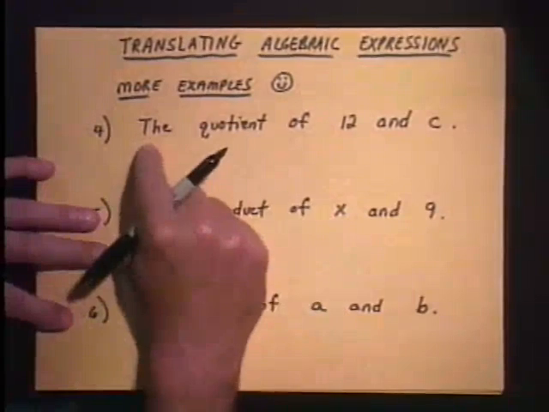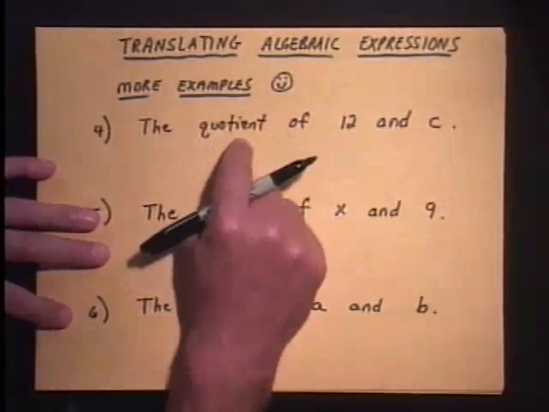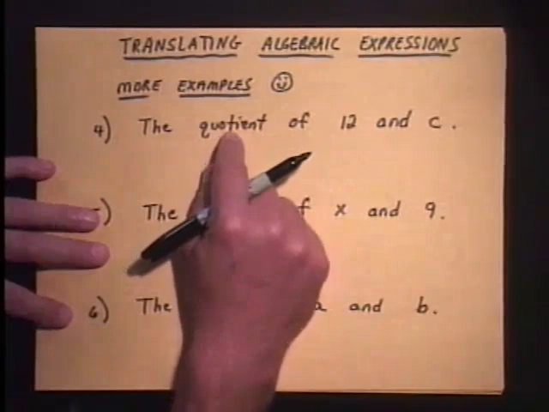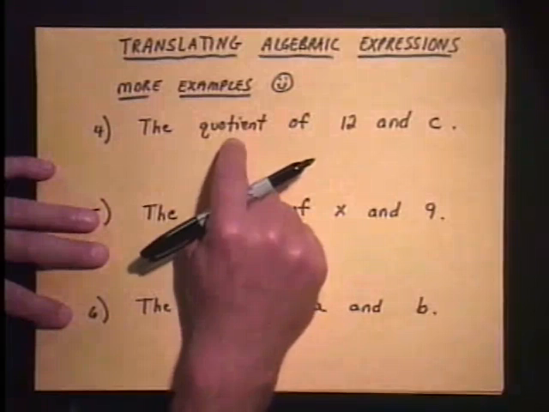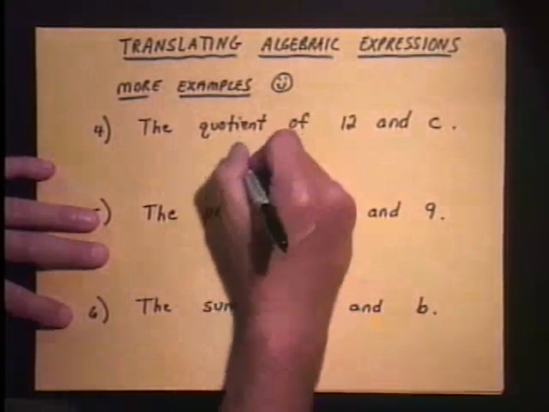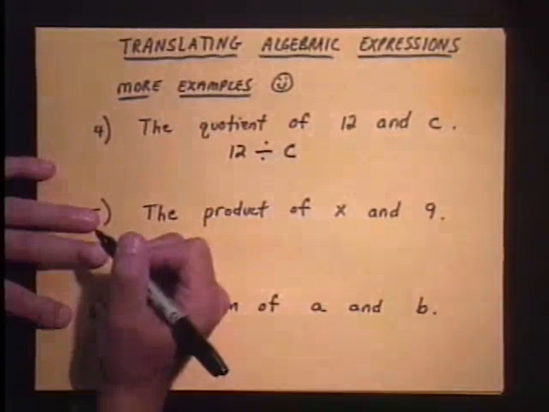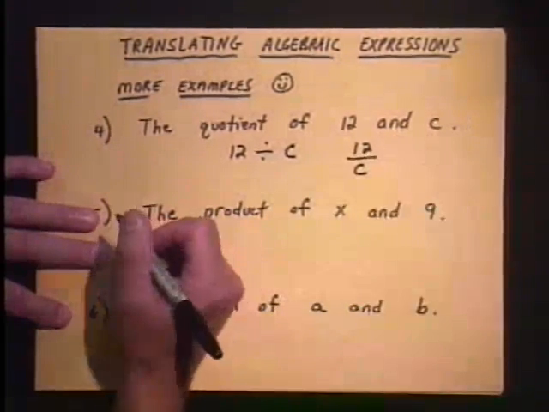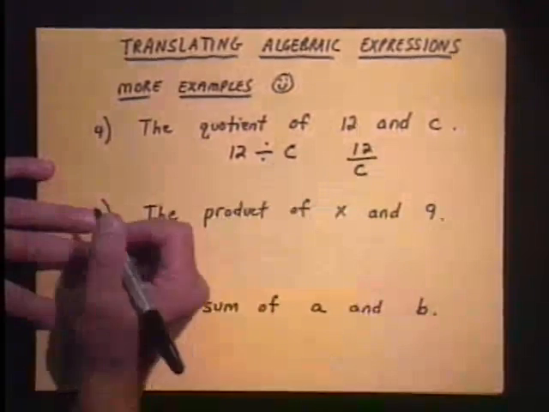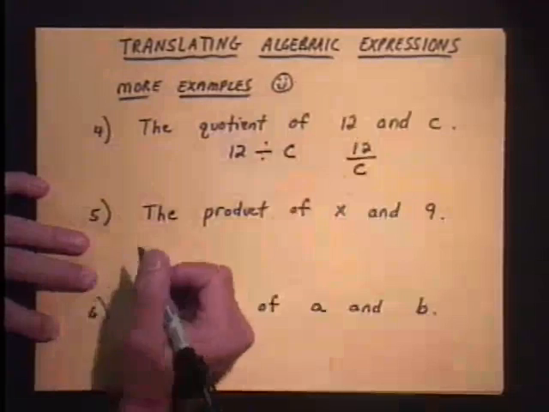All right, so now the quotient of 12 and c. See, if you came in and didn't know what that word quotient meant, you would have been a little bit lost here. Now remember, there are a few ways to write division we've discussed already. One, 12 divided by c. You could write the quotient that way. Or you could write it in fractional form, 12 over c, this way. I would say the fractional form is the more accepted way of writing algebraic expressions in algebra.